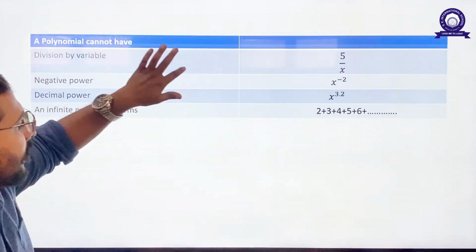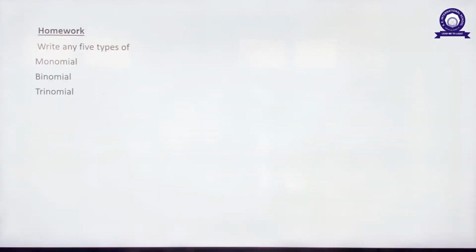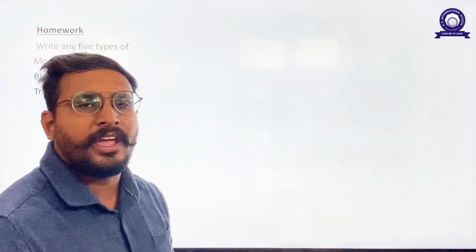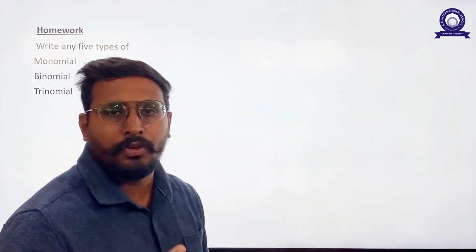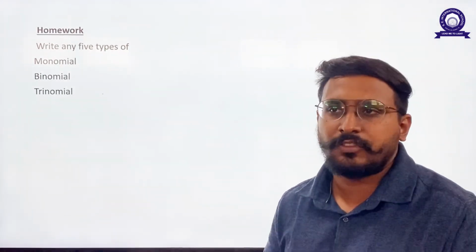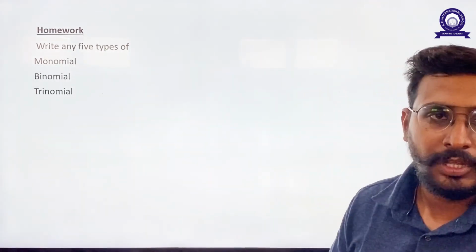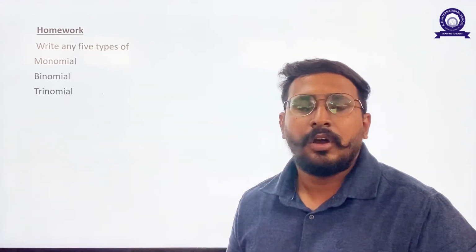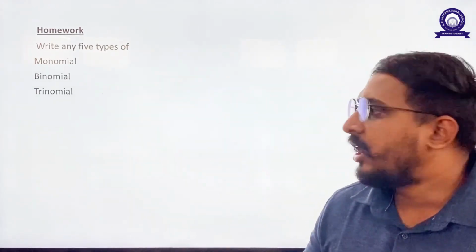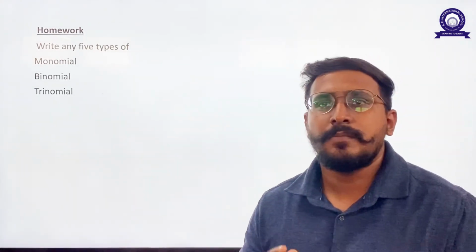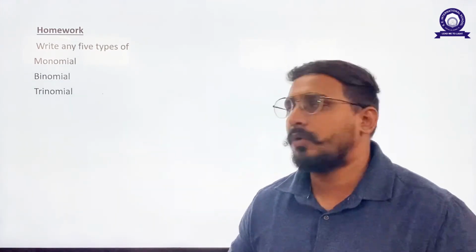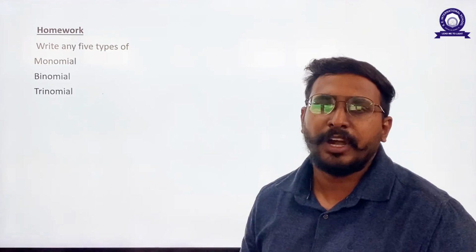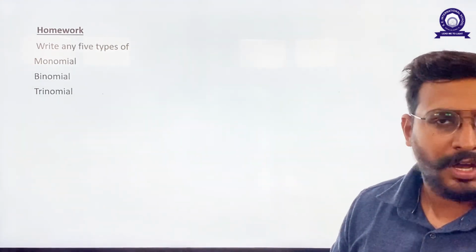I have given you some homework: write any 5 types of monomial using any number or any variable. For monomial I will give you one example: you can take 4x square, or 4x cube, or 5x. For binomial you can take 2x plus 7, or 3y plus 7x. For trinomial you can take a plus 2b plus 3c. For this you can take any number, any variable, any power, but not a decimal power.